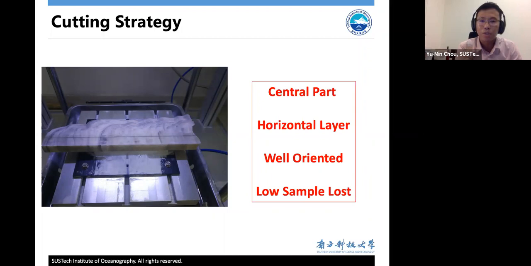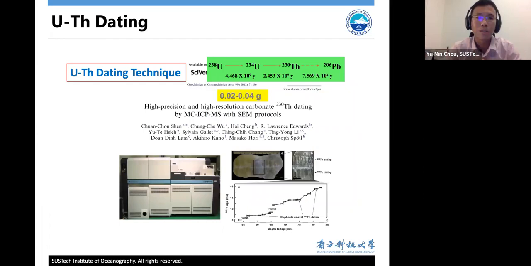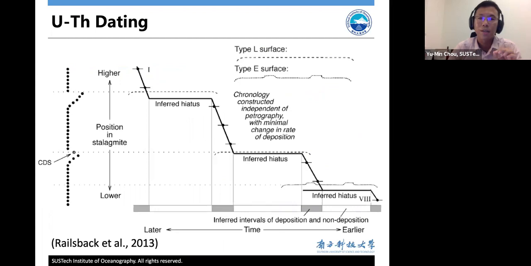Okay, next, I'm going to talk about the uranium dating here. Larry just gave a talk about the uranium technique, so I'm not going into the detail of this part, but here we also have to focus on the bending layers here, because for each bending layer we find there is always some hiatus between the layers. So when you are cutting your sample, you should avoid cutting to get a sample between these boundary layers. If you find a boundary layer, it is better for you to cut following this boundary layer.